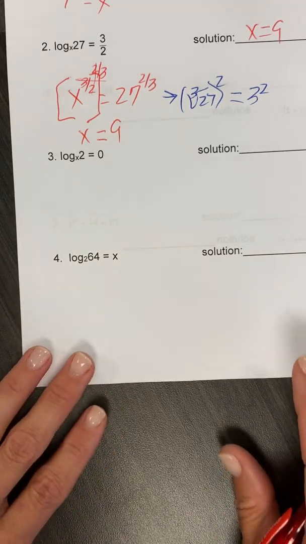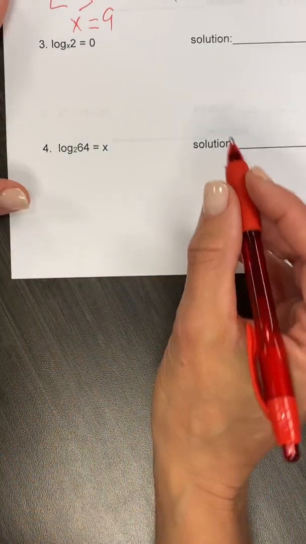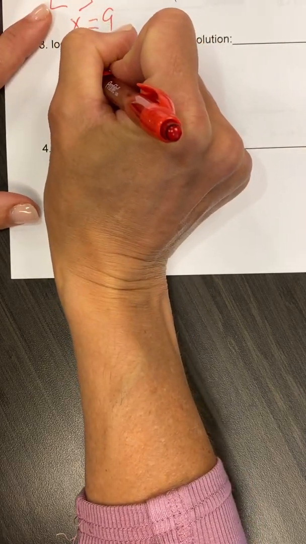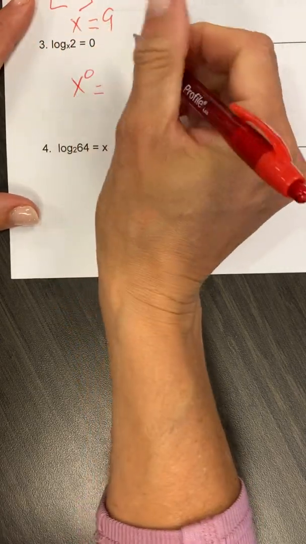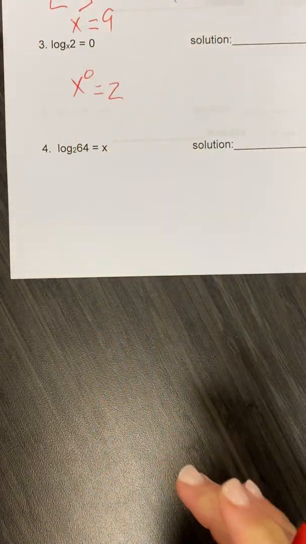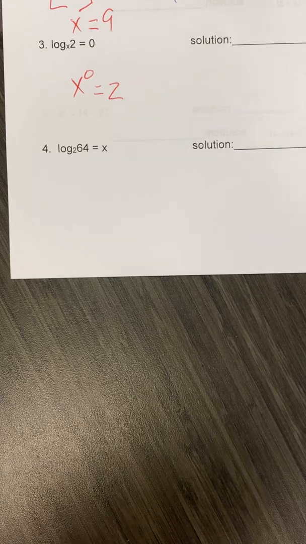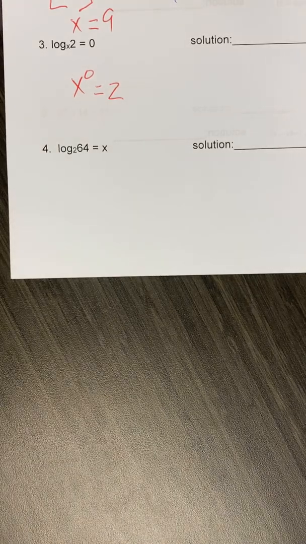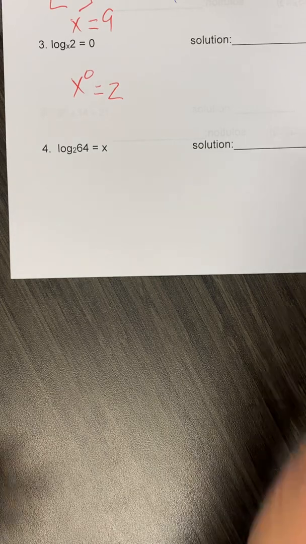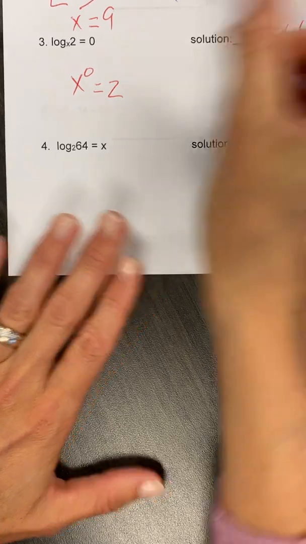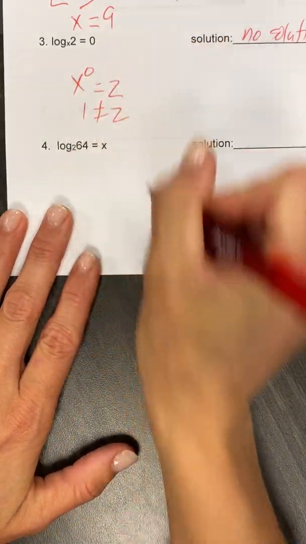Okay, number 3, how do I rewrite it? The base is x. X to the 0 power equals 2. Everybody look at that problem right there. How do you solve for x? You can't. How come? Anything to the 0 power is 1, and 1 is not equal to 2. So what's our solution? No solution. Because remember, this is 1, and 1 is never equal to 2.